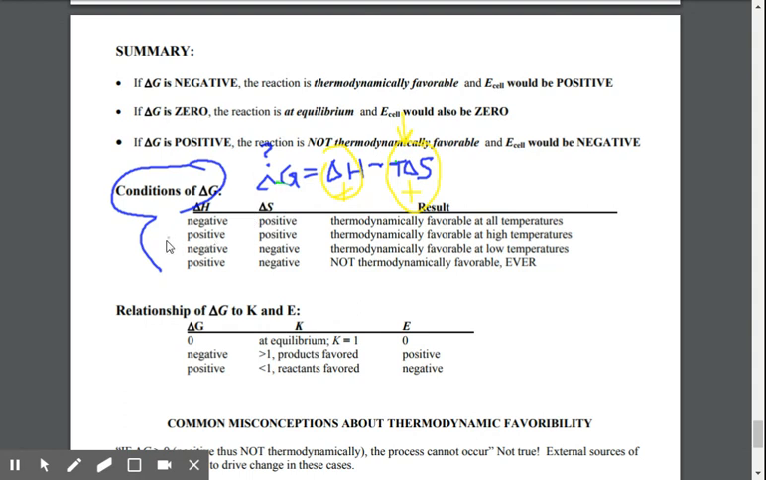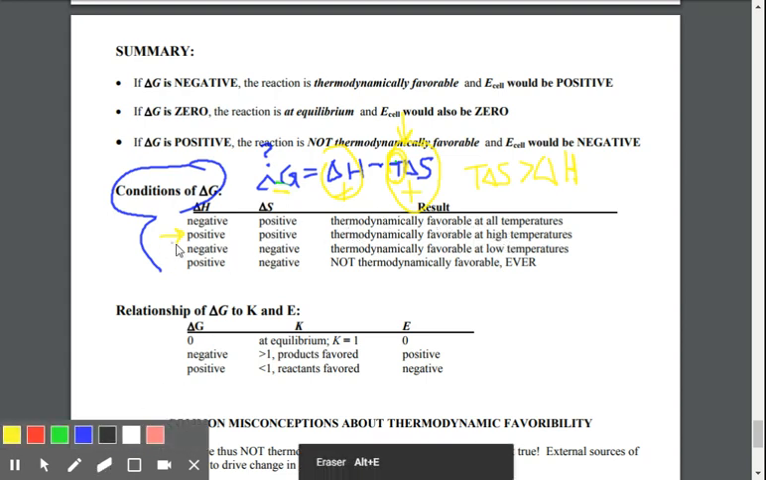So when we have the same sign and they're both positive, we say that delta G will be negative, thermodynamically favorable at high temperatures only. That's because if I have high temperatures, that's going to make this value, T delta S, greater than my delta H value, which will make my delta G negative. All right, so if delta H is positive, delta S is positive, I only have a negative delta G at high temperatures.